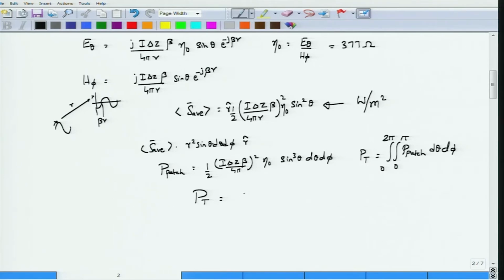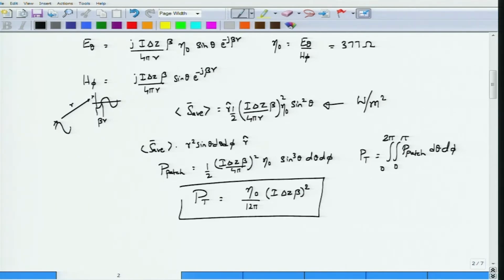The power that is radiated is given by eta 0 divided by 12 pi times I delta z beta whole square. We have of course assumed that delta z is a positive number, beta is a positive number, the current is positive. Even if the current is negative, going along the minus z direction, the power will be independent of the sign of I, because it is I square. This is the total power that is radiated from our short dipole.